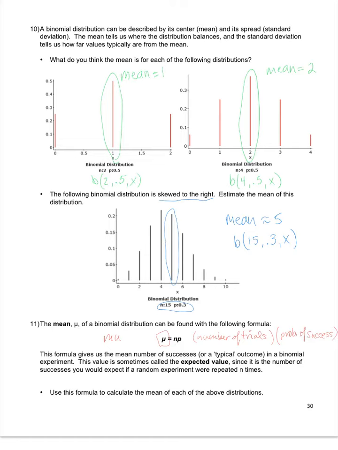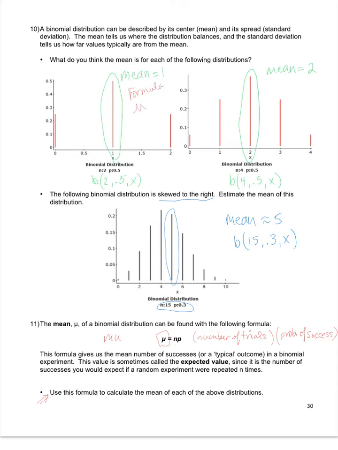All right, so this formula gives us the mean number of successes, or a typical outcome in a binomial experiment. This value is sometimes called the expected value, since it's the number of successes you would expect if a random experiment were repeated n times. So we're going to finish up this page by using this formula to calculate the mean of each of the above distributions.